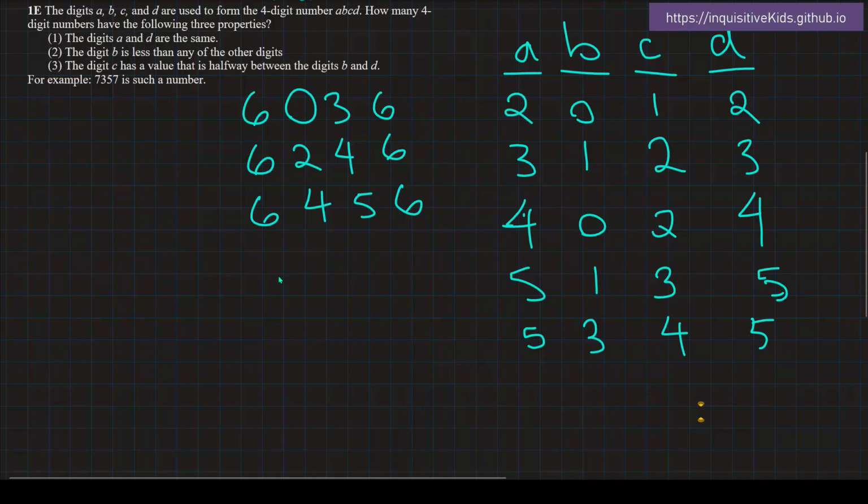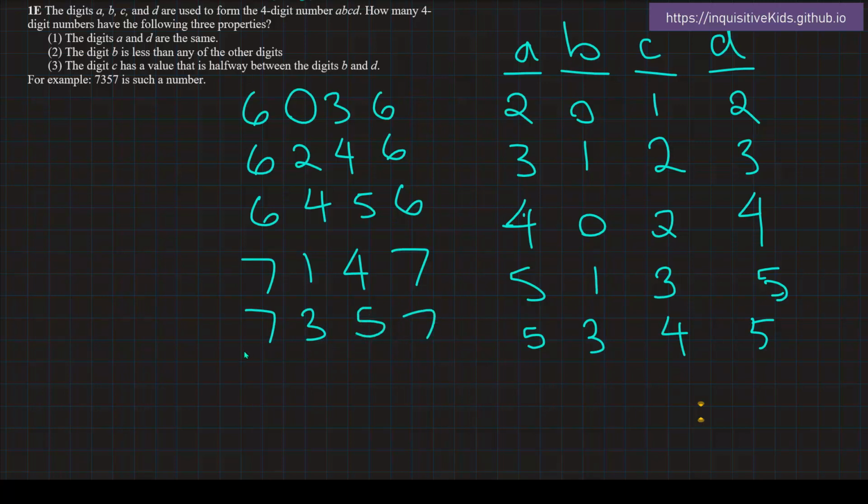So moving on, we have 7 and 7. If A and D were equal to 7, again using the pattern, we immediately know that the minimum value for B is 1, which means that C would be equal to 4. Another option would be if it were equal to 3, then C would be equal to 5. If it were equal to 5, then C would be equal to 6. So that is for 7s.